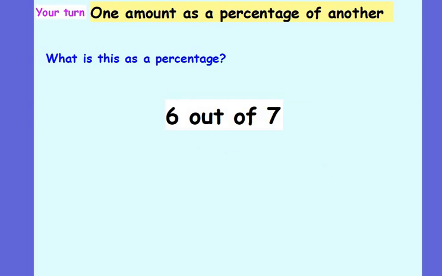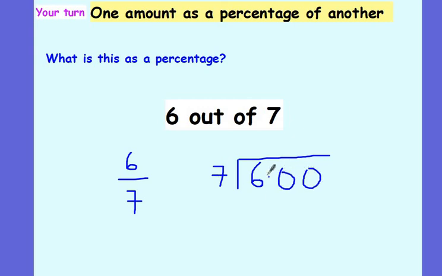So how about now? 6 out of 7, how am I going to convert that to a percentage? Pause the video for a minute and have a think. Can you remember when we had something that looked like 6 out of 7 where I couldn't just convert the denominator to 100? I used bus stop division, didn't I? How many 7s in 6, Alicia? None whatsoever, lovely. Henry, how many 7s in 60? 8, 7 8s are 56, remainder 4.